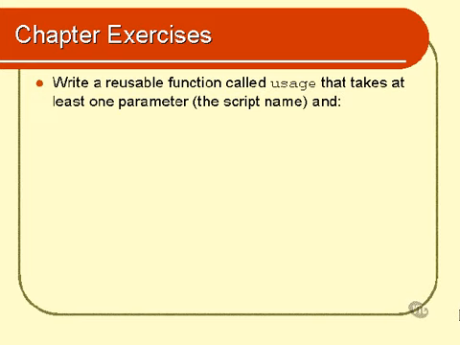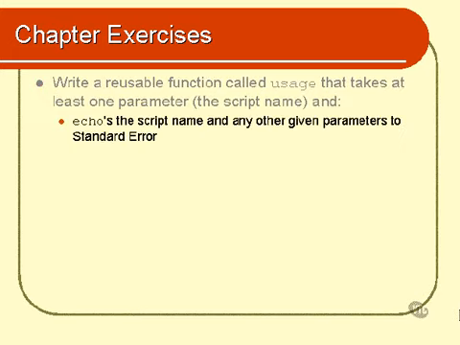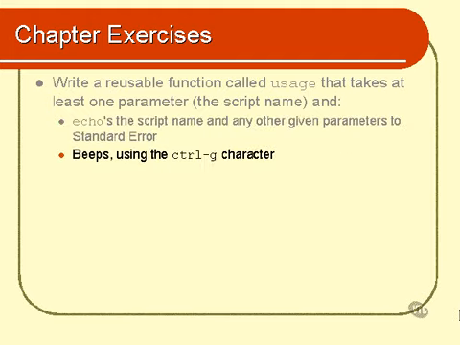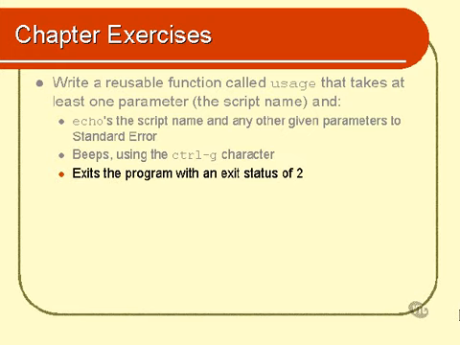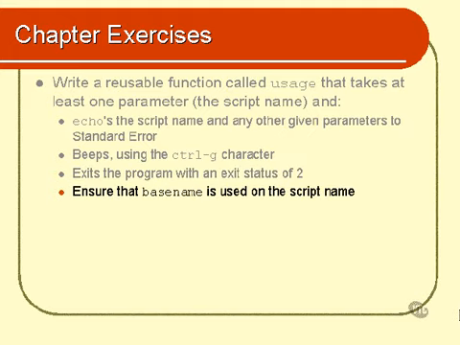So the function should take at least one parameter, which is the name of the script. I guess you could get that from $0, and it should do the following. It should echo that script's name plus any other given parameters that you specify out to standard error. It should actually beep, make a little ping noise using the Control-G character. I don't know if you remember how to do that, but it's pretty much just putting a Control-G into the echo statement. It should also exit with an exit status of 2, and we should ensure that basename is used to trim out the path information from the script name.